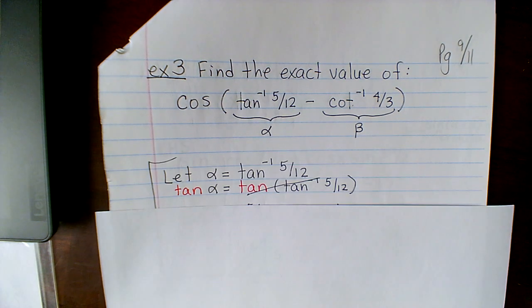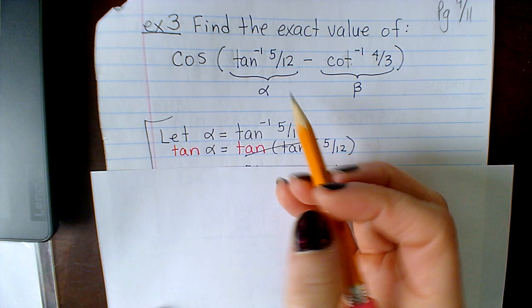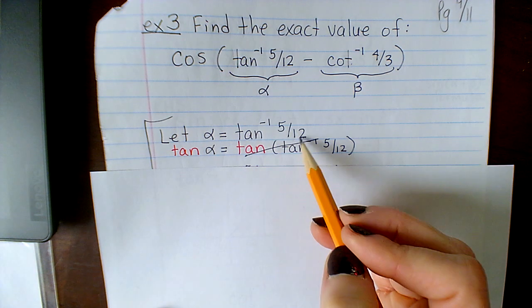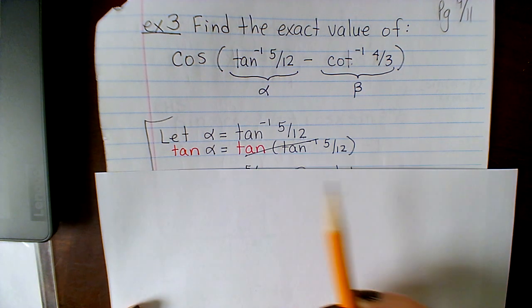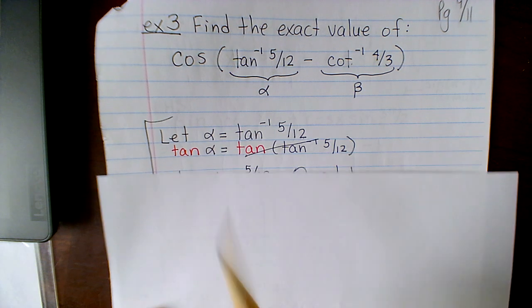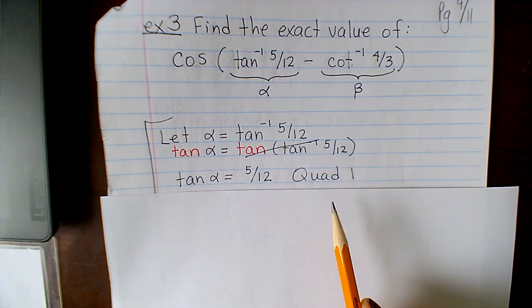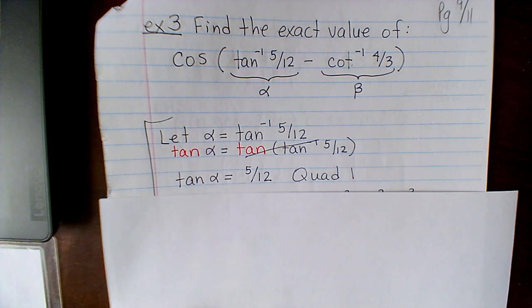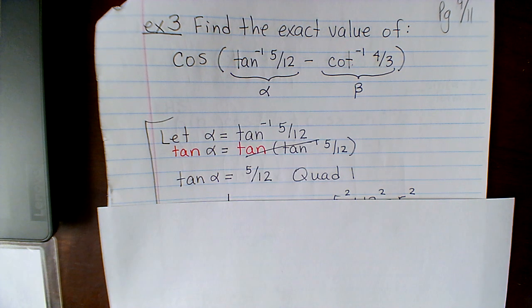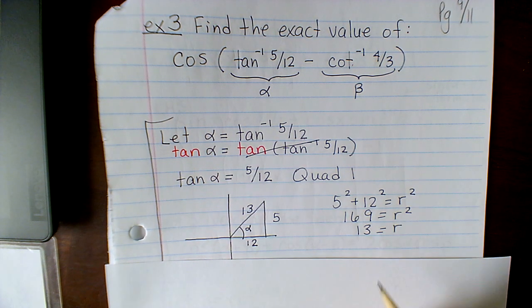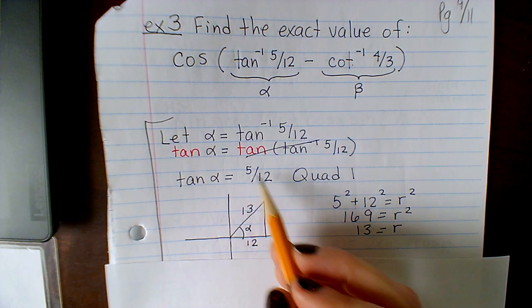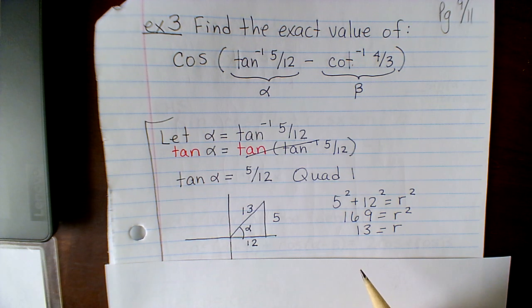All right, so let's just get started. If alpha is that inverse tangent of 5/12, then that means if I take the tangent of both sides, I get tangent alpha is 5 over 12. That tells me that it's in quadrant 1 because of the domain restriction on the inverse tangent. So I get alpha's in quadrant 1. This tangent is opposite over adjacent.